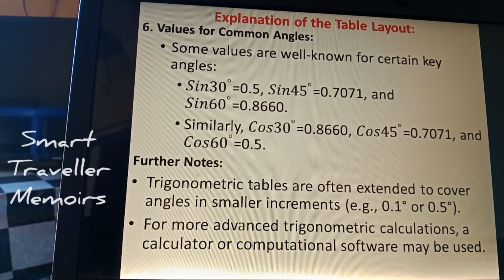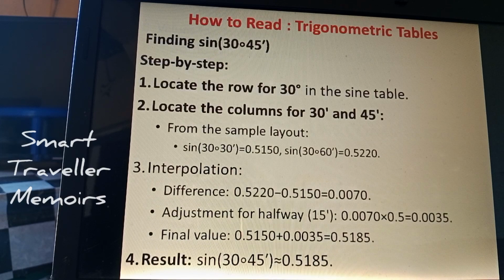Further notes, trigonometric tables are often extended to cover angles in smaller increments, 0.1 or 0.5. For more advanced trigonometric calculations, a calculator or computational software may be used. Finding sine 30 degrees, 45 minutes. Locate the row for 30 degrees in the sine table. Locate the columns for 30 minutes and 45. All right.